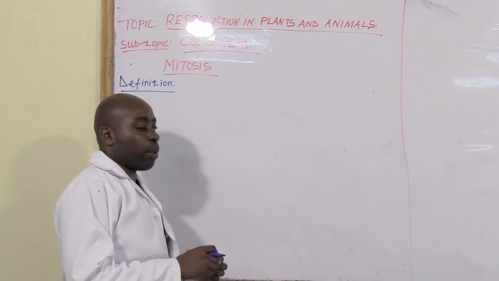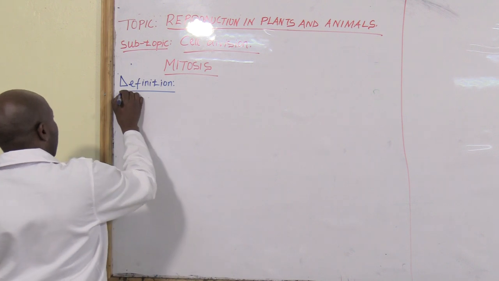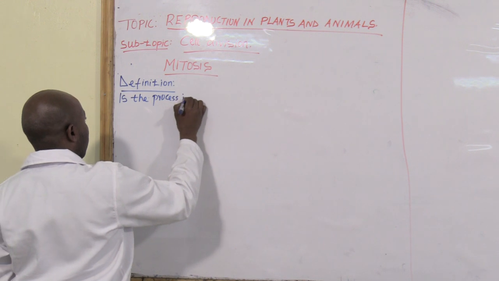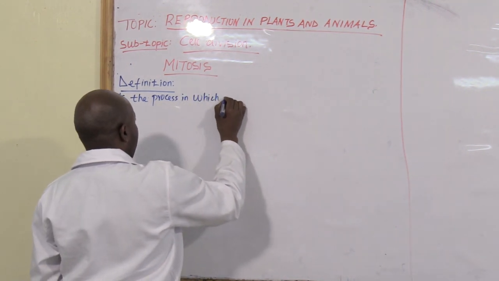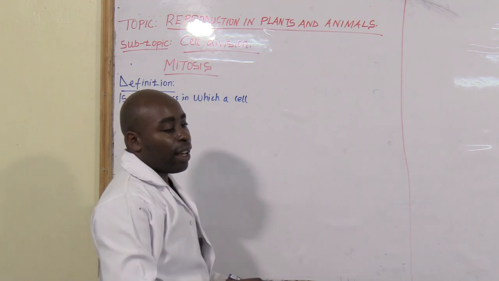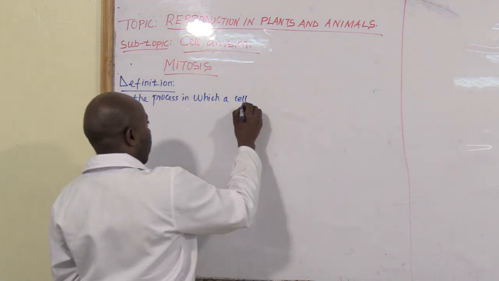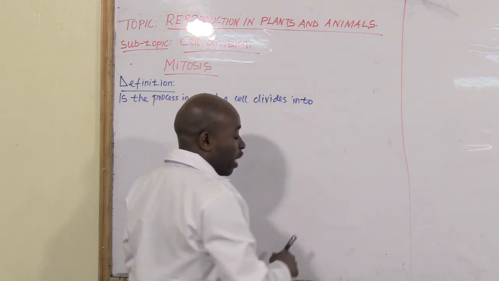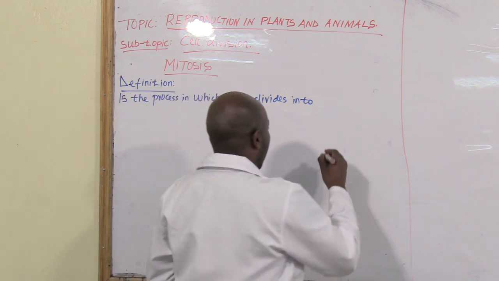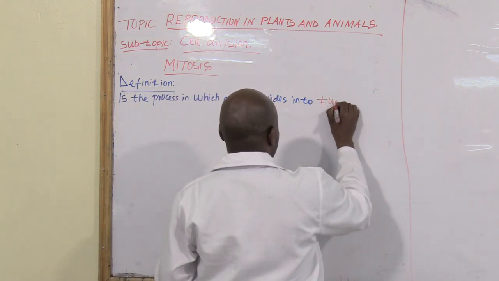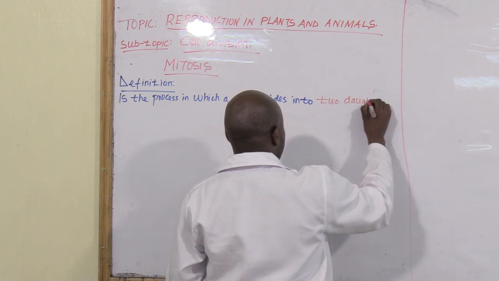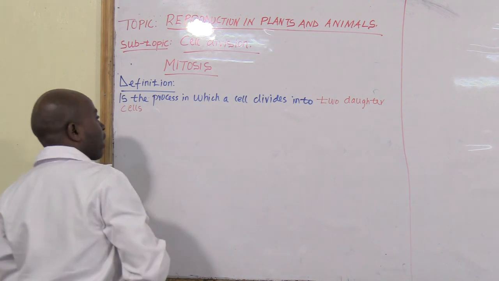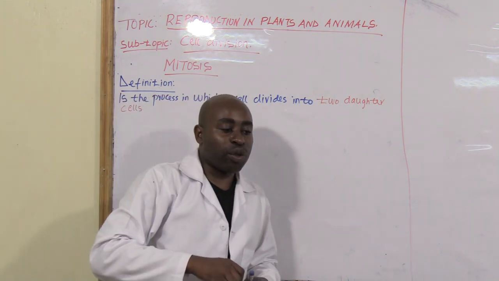So mitosis. This is the process in which a cell divides into two daughter cells. The keyword here is two. This is the process by which a parent cell divides into two daughter cells.